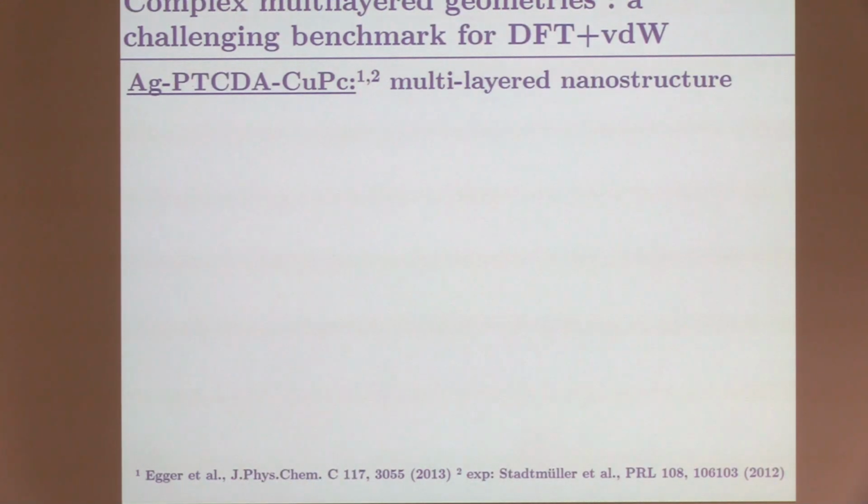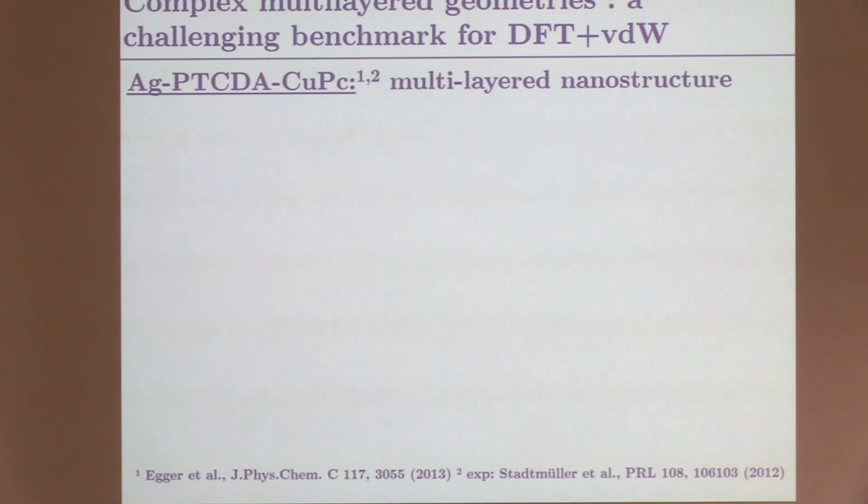This is one example of what we did in this direction. Right around the time of this method, there was a paper that reported experimentally the distances and geometries of a few-layer system. Now you have a silver surface, again the famous PTCDA layer on top, and on top of that a copper Pc molecule, another layer of molecules, a different molecule.